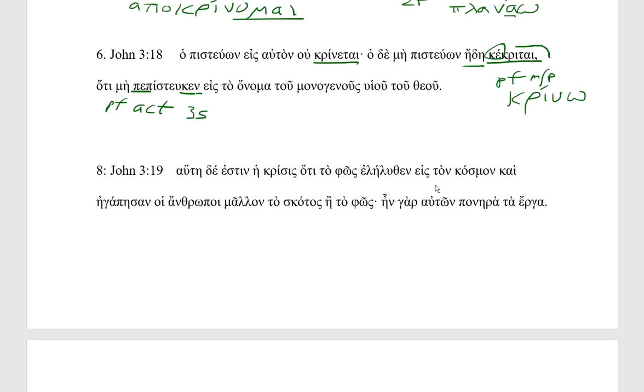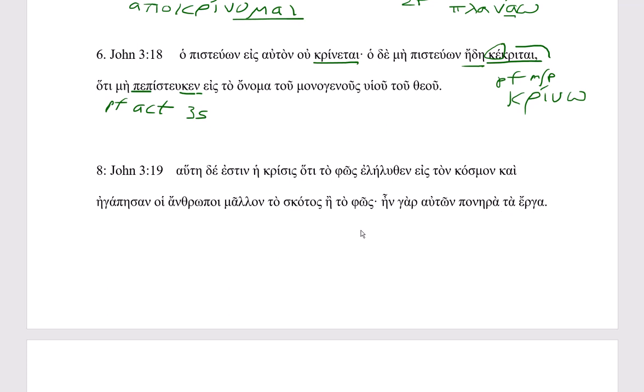Let's take a look at John 3:19 now. Go ahead and read that. Haute de estin he krisis. Krisis comes from krino, and it's judgment. It's a noun meaning judgment. Haute de estin he krisis, hate ta phos eleluthen eis ta kosmon, kai agapesan hoi anthropoi, malon ta skatas e ta phos, engar auton panera ta erga.